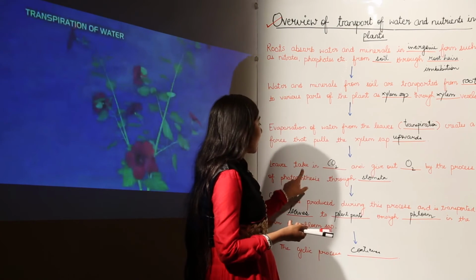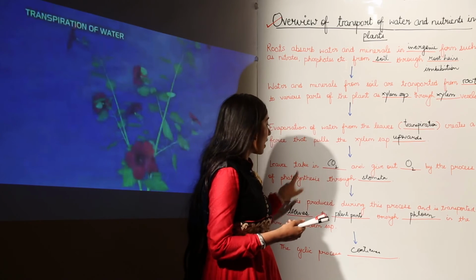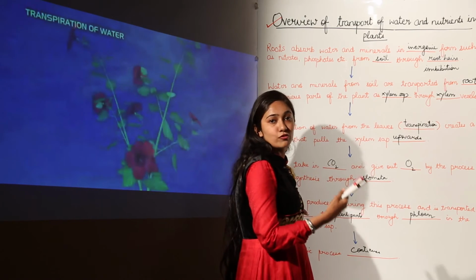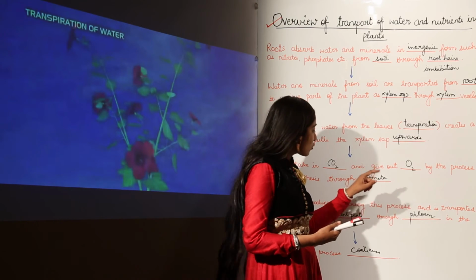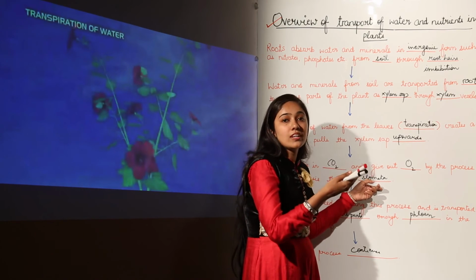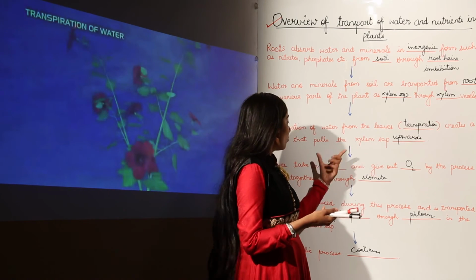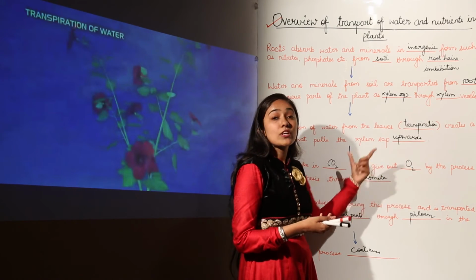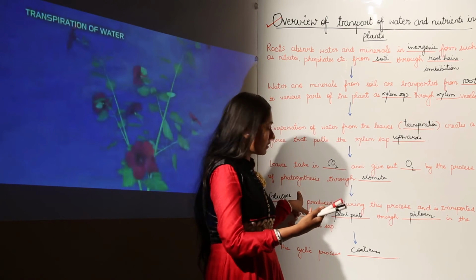Next, leaves take in carbon dioxide and give out oxygen by a process known as photosynthesis, by which the leaves are going to manufacture food for the plants through special pores which are known as stomata. These stomata, or the pores which are more in number at the lower side of the leaf, are going to do exchange of gases, which is going to help in this process, that is photosynthesis, that is preparation of food for the plants.